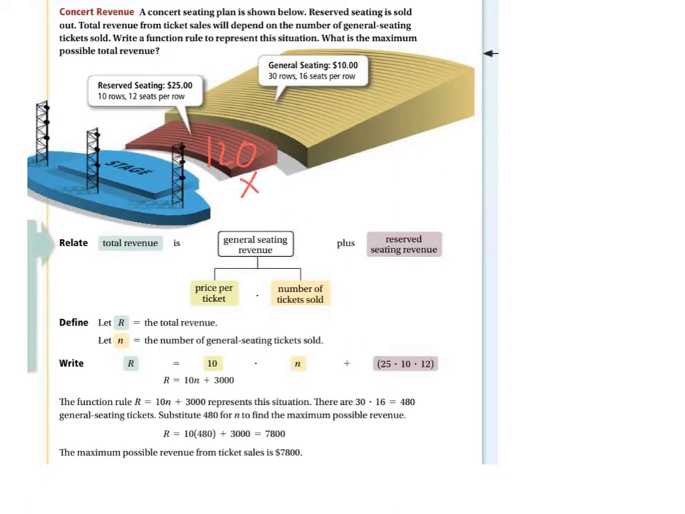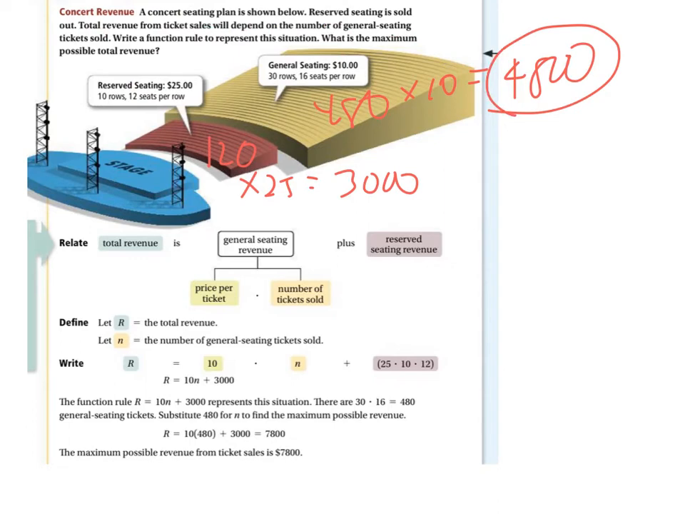But again, multiply that times $25 a ticket, and that's going to give us our, I believe, 3,000? Yep, that's going to give us our constant of $3,000. So that's a set. It's added right on top of it. General seating up here, we have 30 times 16, and so that's 480 seats, right? And then times $10 a seat, so that's going to be $4,800 total possible. We can't go over that, right? So that's that whole maximum possible total revenue.